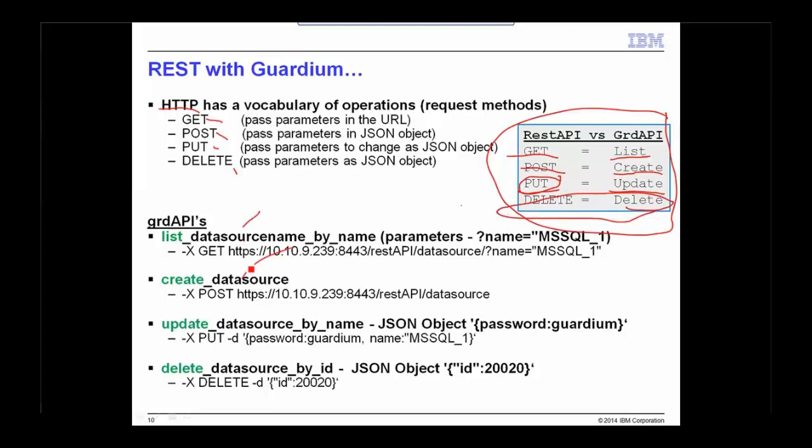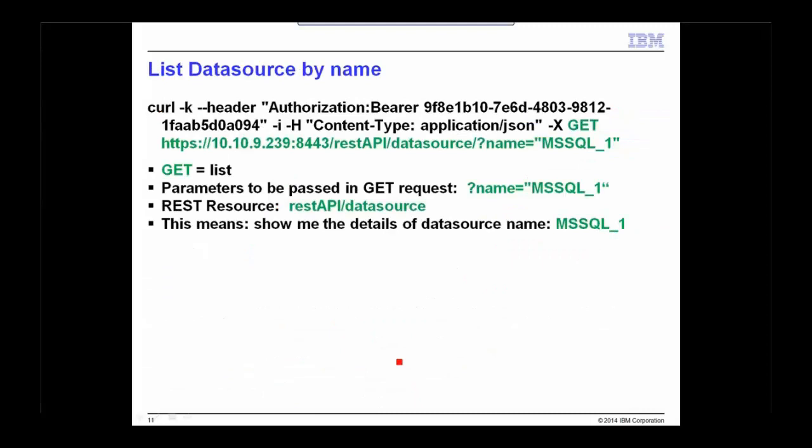So here's an example of listing a data source, creating a data source, and you can see here's your REST URI for the action that the Guardium appliance is going to take. In some cases you need to pass a JSON object, so you need to format it in a specific way. In this case, you pass it like this, with a key and then a value pair. So I have a key of password and a value of Guardium. I have a key of name and a value of MS SQL. This happened to be my data source name. Then if you're going to delete something, you can delete it by ID. Here's my key, my ID, and my delete statement.